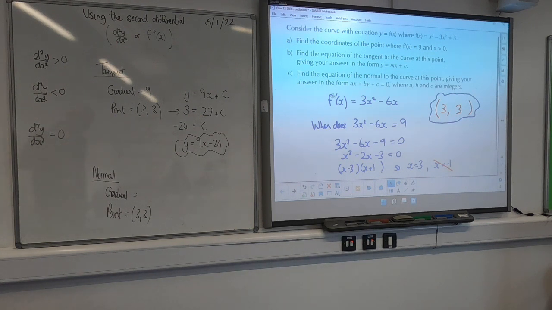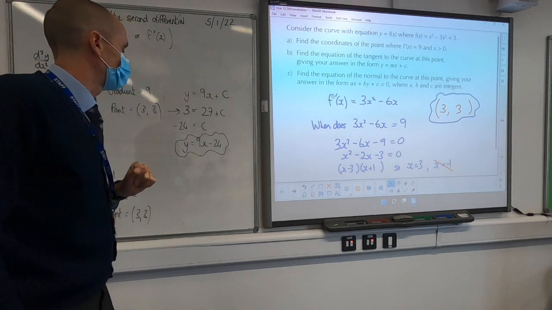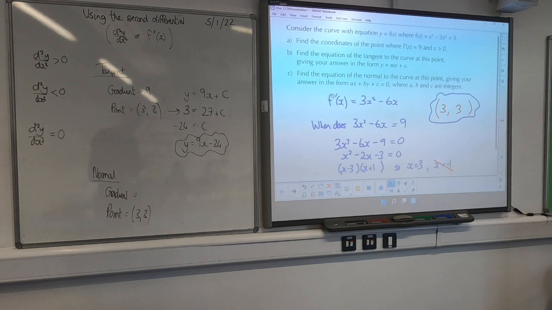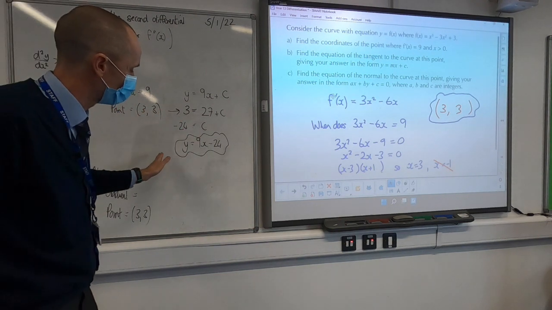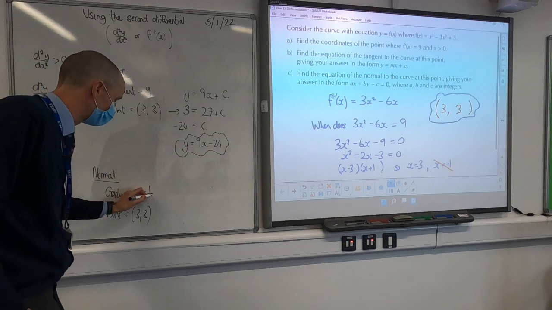Gradient, point, 3-step process. Write down the y equals mx plus c, replacing m with the gradient, then substitute the values of your point in to work out c, and then thirdly, rewrite your equation. And then Pat, what's the gradient of the normal going to be? I'm not sure. I was actually about to ask you. Do you remember the little trick? Our secret math sign? -1/9. -1/9, that's right. So it's the perpendicular gradient.